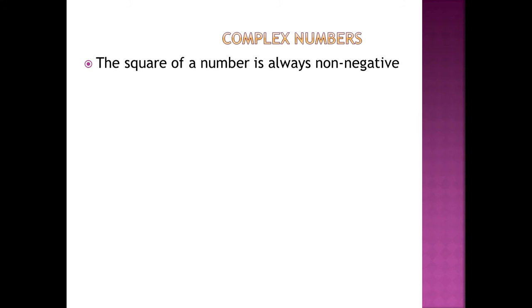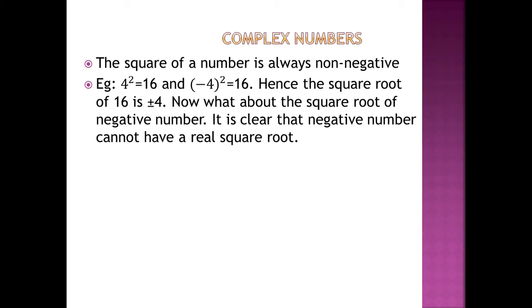Okay, let's go. As we know, the square root of a number is always non-negative. For example, 4 squared is equal to 16, and negative 4 squared is equal to 16 as well. Hence the square root of 16 is plus or minus 4. Now what about the square root of a negative number? It is clear that a negative number cannot have a real square root.